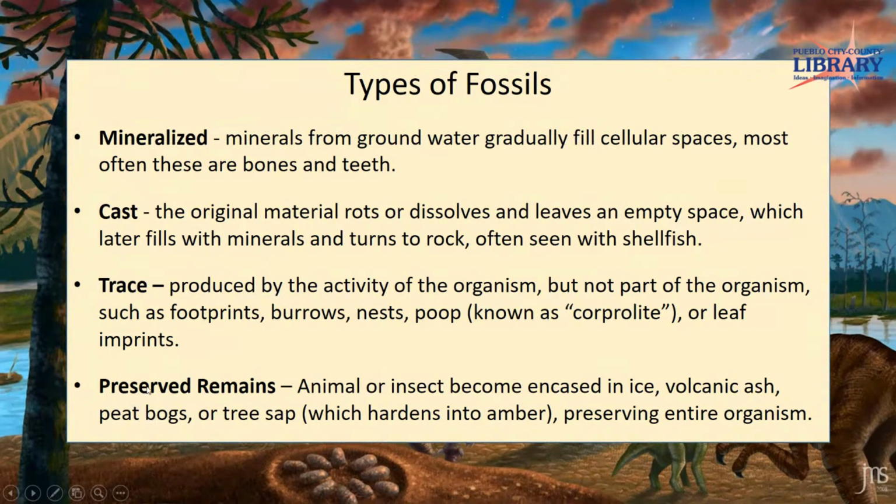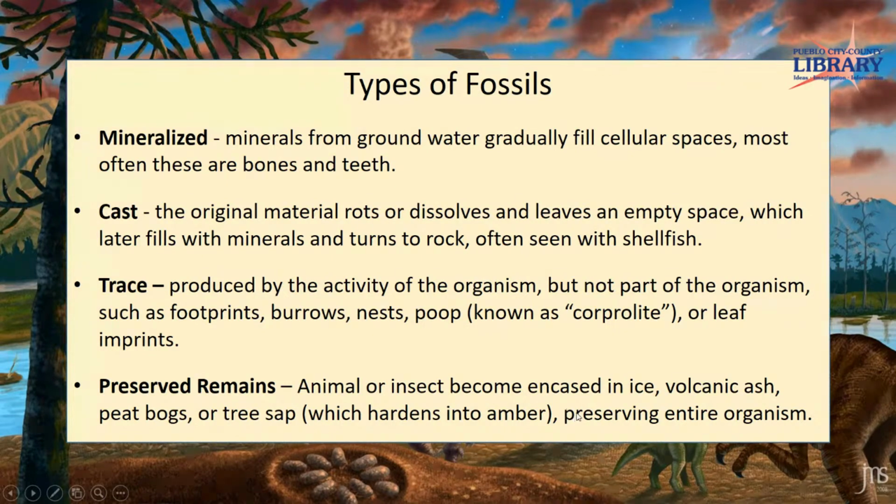And then finally, these aren't exactly fossils. These are probably a little closer to mummies, but preserved remains are when the animal or insect becomes encased in either ice or volcanic ash, or sinks in a peat bog, or gets caught in tree sap, which hardens into amber.